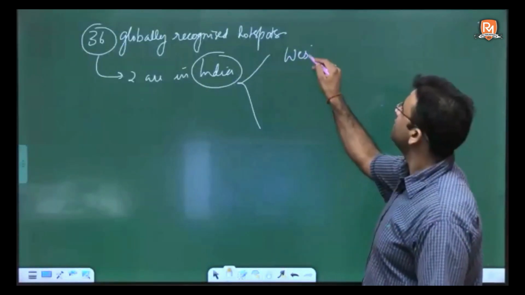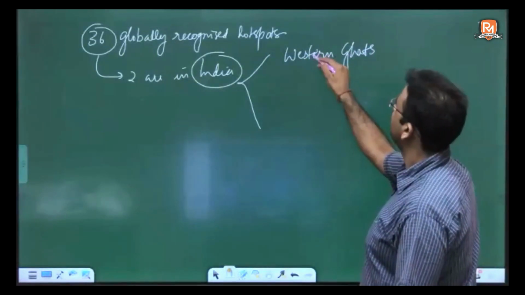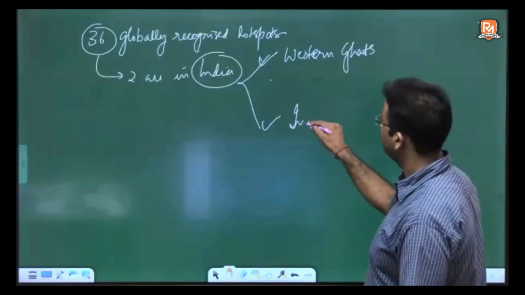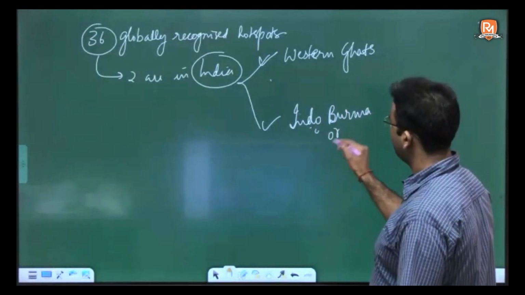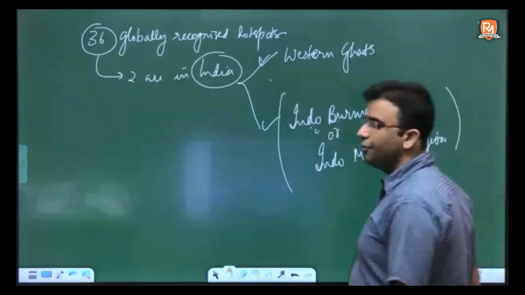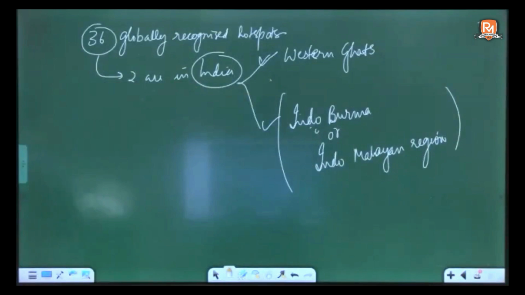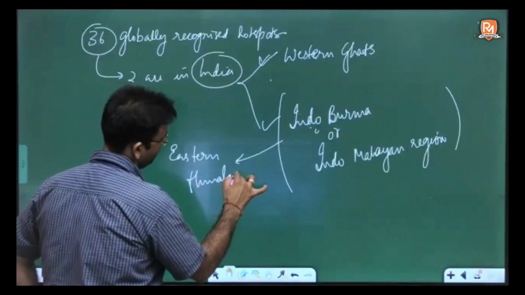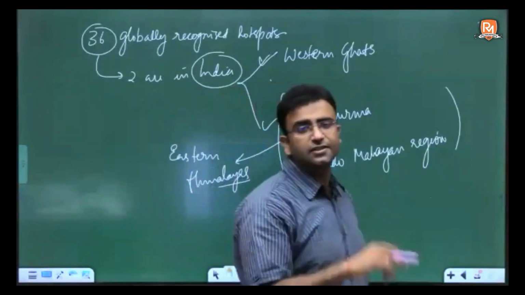They are the Western Ghats, and second, after Western Ghats, what is the second? Indo-Burma, or Indo-Malayan region, the Northeast India. Indo-Malayan or Indo-Burma. These are the 2 biodiversity hotspots. So one is Indo-Burma and second is Western Ghats. Sometimes you will find instead of Indo-Burma, it is Eastern Himalayas. So even if you are given Eastern Himalayas, this answer will be correct.